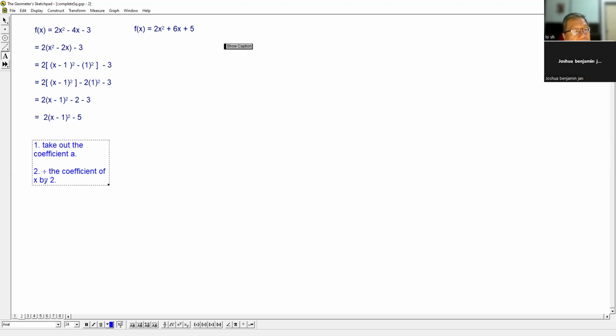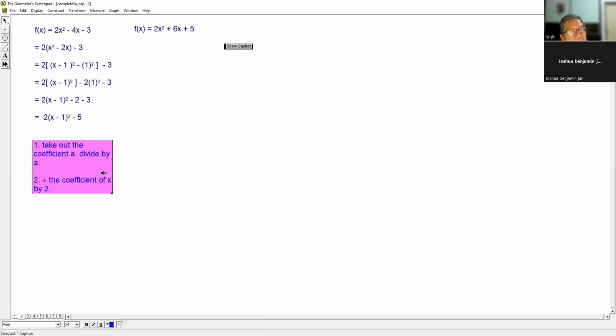So you see, divide the coefficient of x by 2. I didn't say divide by a. For the first step, it's divide by a. So to take out the a means to divide by a. But the second step is not divide by a, no. The second step is divide by 2. Can you see the difference or not? The first step is divide by a. The second step here is divide by 2.